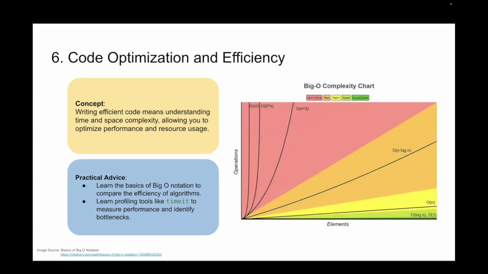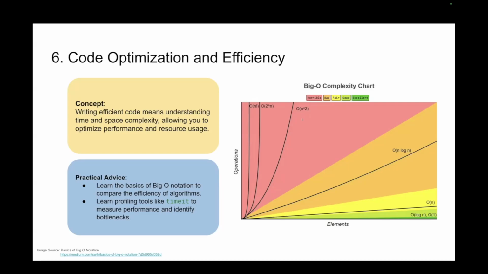And then, when you write a program, a function or a script, you want to do something, you need to learn also a bit of code optimization and efficiency. And what I mean is this big O notation. And this big O notation shows the complexity of the code.